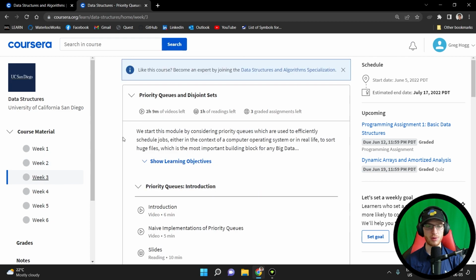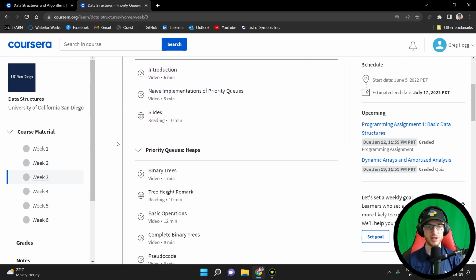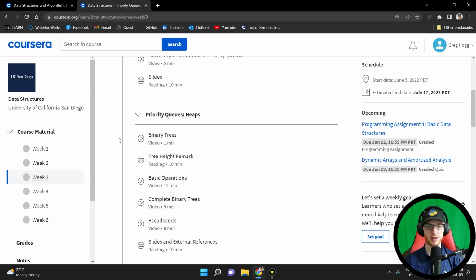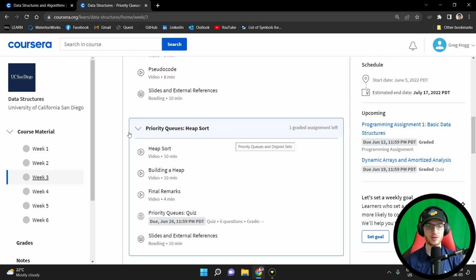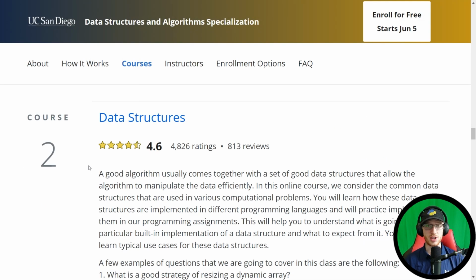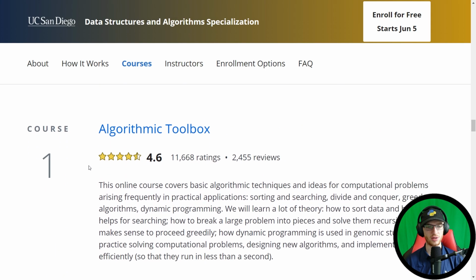So week 3, priority queues and introduction. Heaps, of course, which is pretty much priority queue. We have heap sort for priority queue. And I'm not going to go into the rest here. So sorry for the jump again. Essentially, you're going to look at all of the common data structures and algorithms in course 1 and course 2.